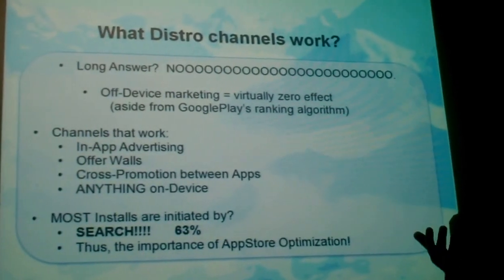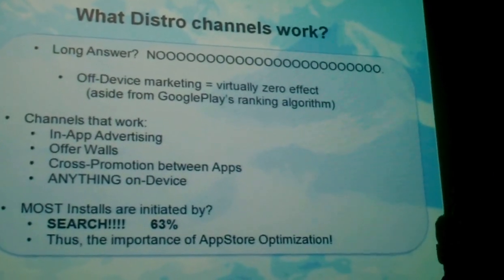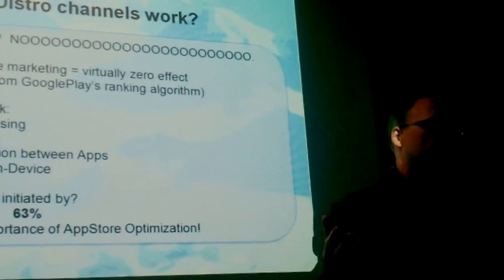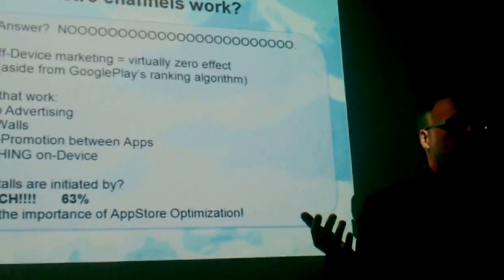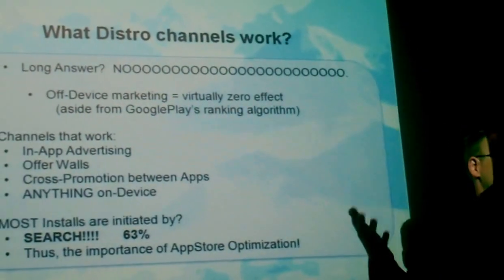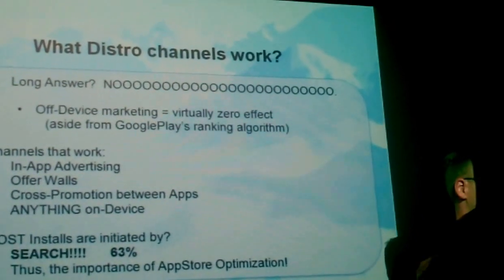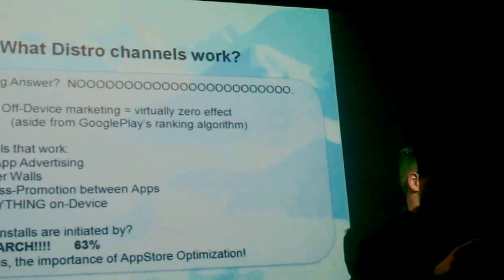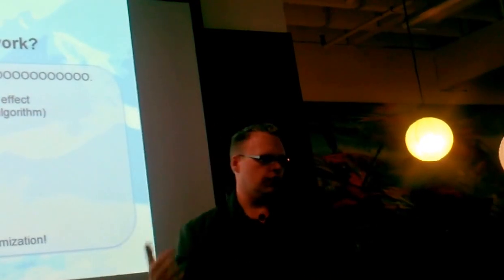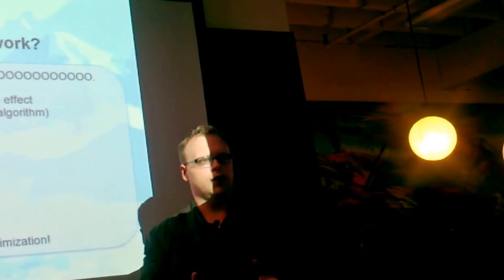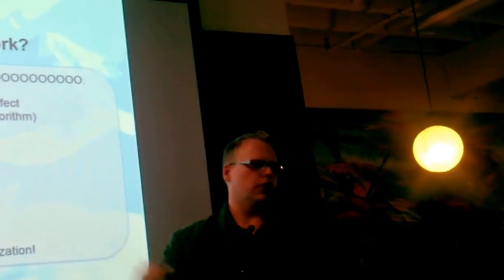148 Apps, one of the best review sites out there. You can be featured on 148 Apps and maybe net a few hundred installs from that. And if you notice, to get to the top 10, you need like 80,000. So how do you really impact that? Channels that are on device. In-app advertising, offer walls, cross promotions, anything on the device itself is going to translate to installs.